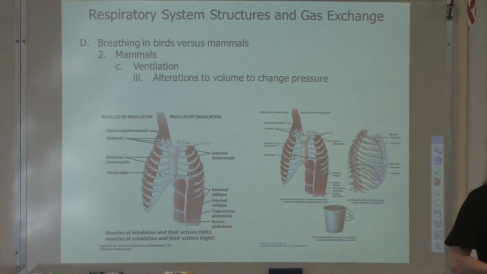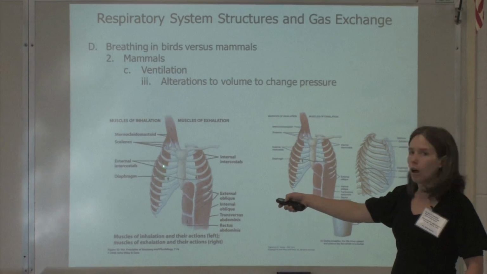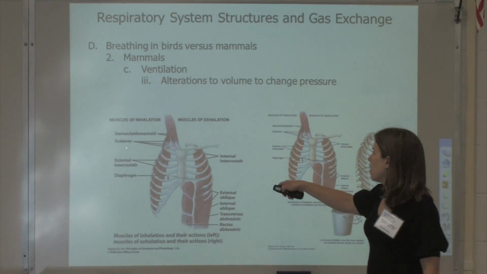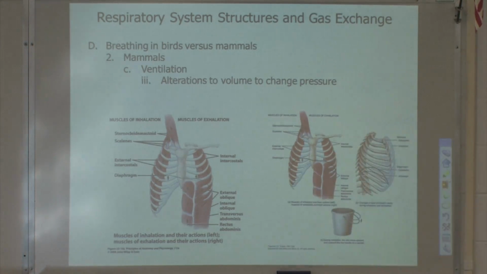The first are called the external intercostals, and these are muscles that are between your ribs. I'll write the name on the side for you. And the second muscle that contracts is the diaphragm. Okay? So your external intercostal muscles contract, and so does your diaphragm.